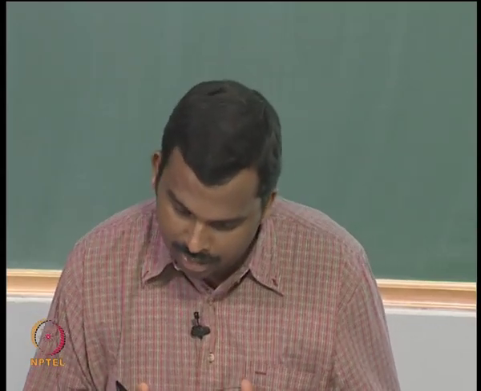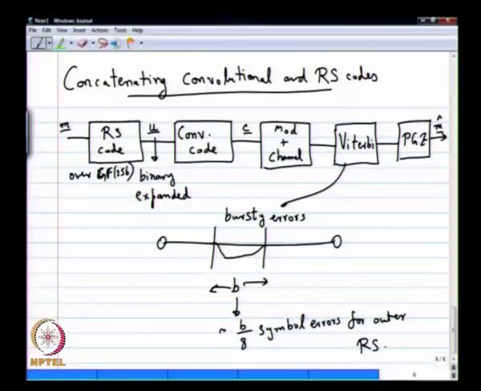Here, it's more than one reason. Of course, you want to clean up residual errors also, but more than that, the errors that the Viterbi decoder makes are mostly aligned towards bursts. It's going to be bursty, and those bursts can be handled very nicely by an outer Reed Solomon code. This was a popular combination. Now, of course, the other things are more interesting.